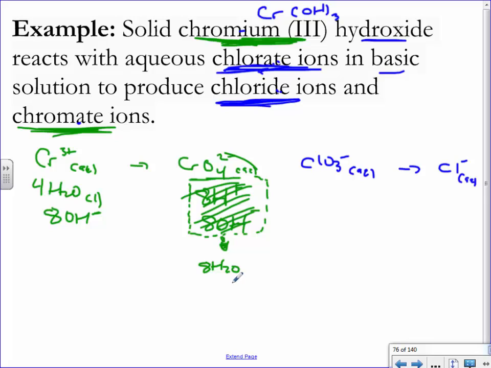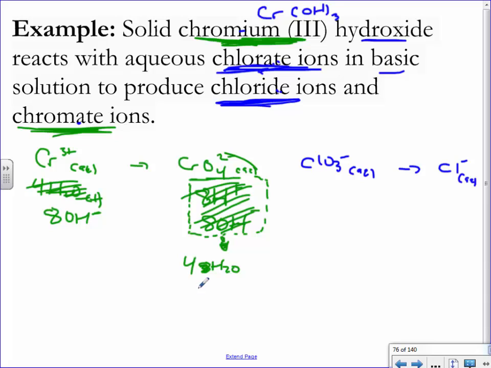But hang on. Isn't there 4 waters on this side to 8 on this side? So can I do some canceling? If there's 4 here and 8 here, couldn't I get rid of these 4 right here and say that I just have 4 here?